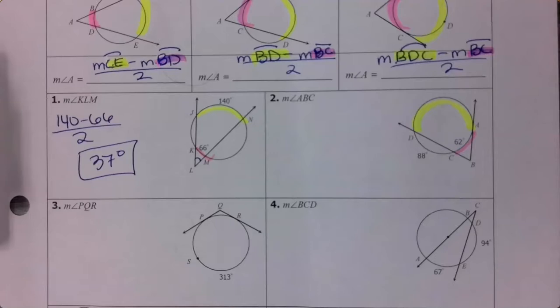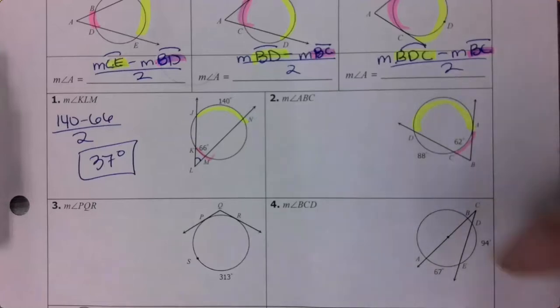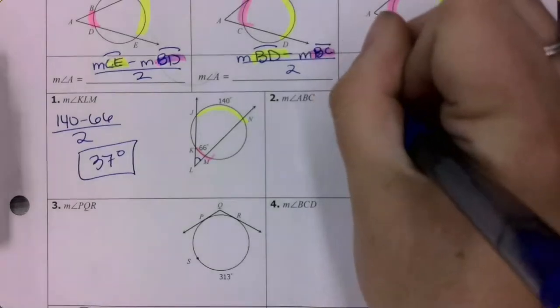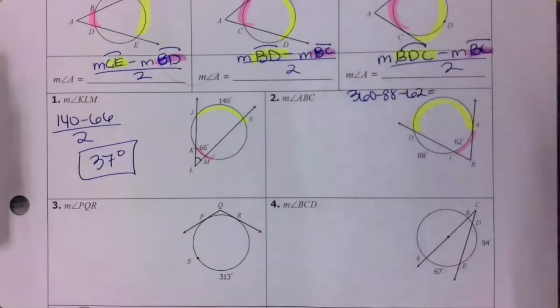No, but I would use the 88. No. So what do we know about circles in general? How many total degrees are in them? 360. So I can do 360 minus the 88, and then also minus the 62 to get that missing angle.